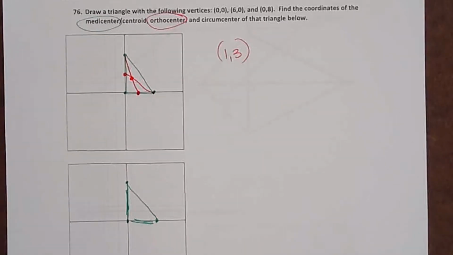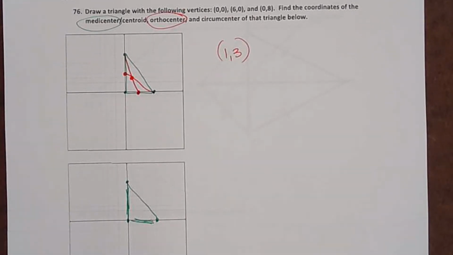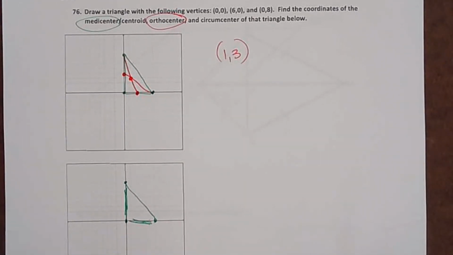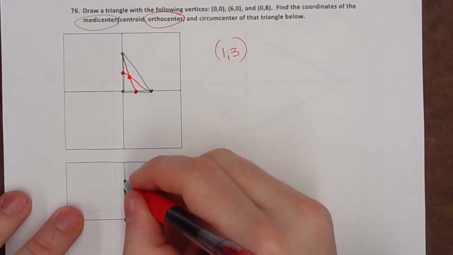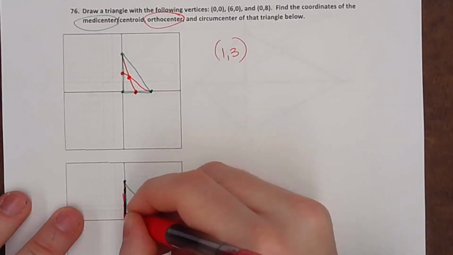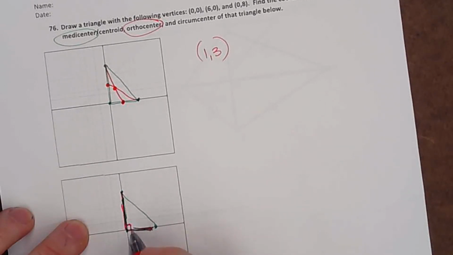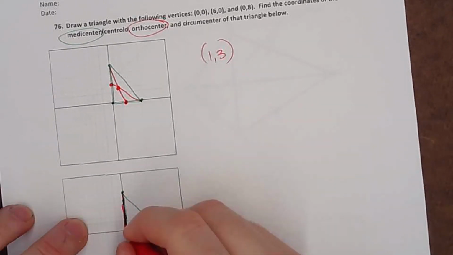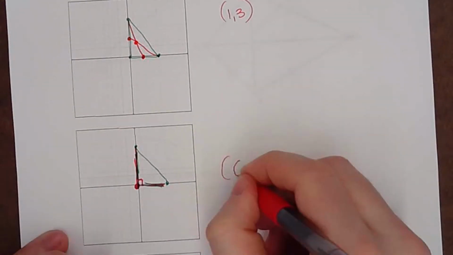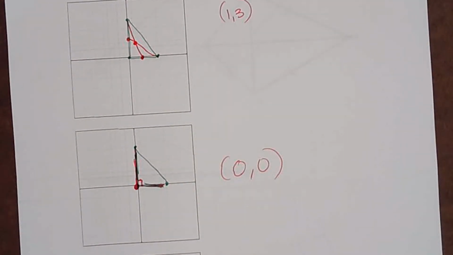Orthocenter is the intersection of the orthogonals, and an orthogonal is a 90 degree, right? Well, from the vertex to a 90 is here, and from a vertex to a 90 is here. So the orthocenter is going to be there. Remember, 90-degree triangles always have an orthocenter at this point, 0, 0. This is true for all right triangles.